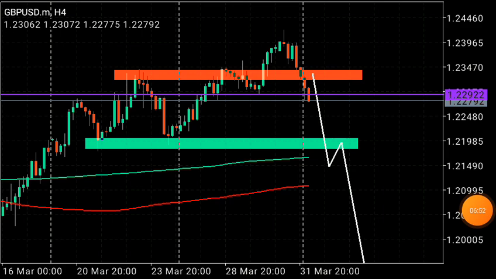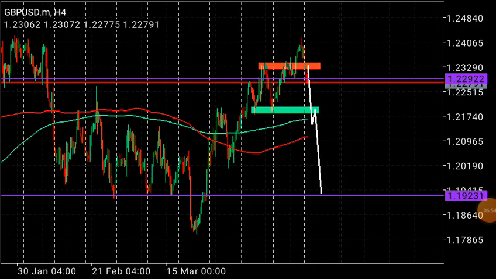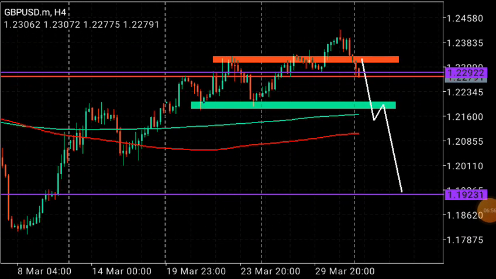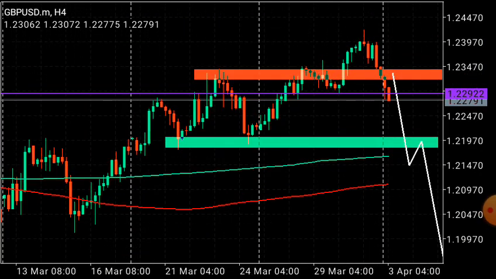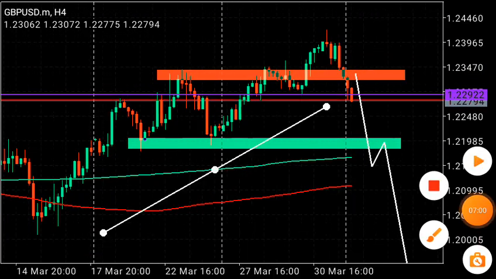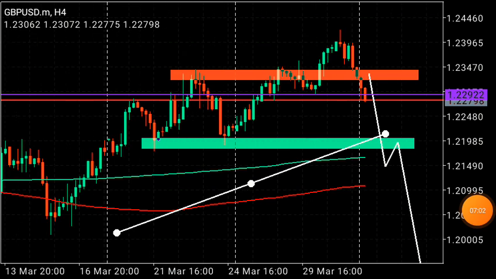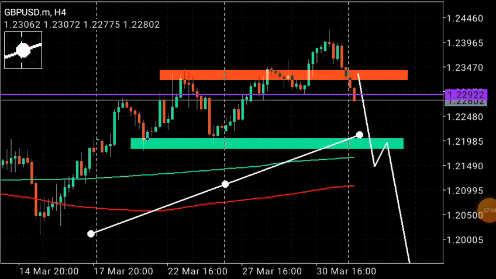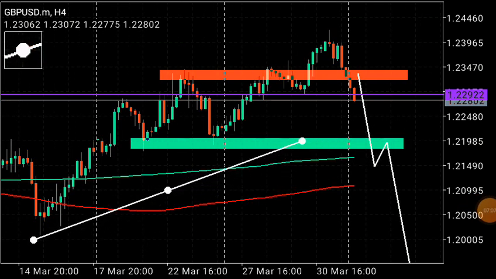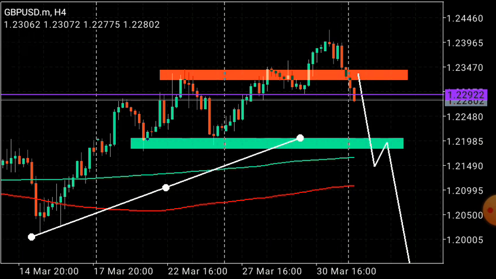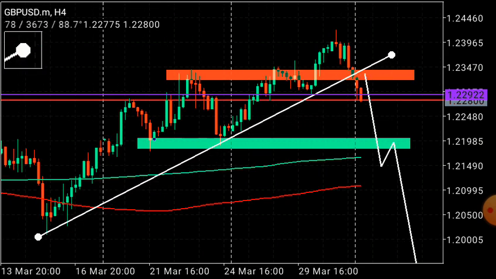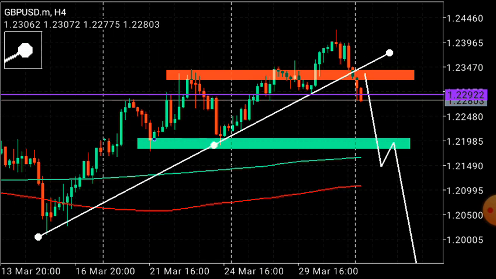Let's continue by taking a look at the GBPUSD, the pound dollar. Pound dollar has been on a crazy move. It has been positive for quite some weeks, two or something weeks, but the past week it was positive.